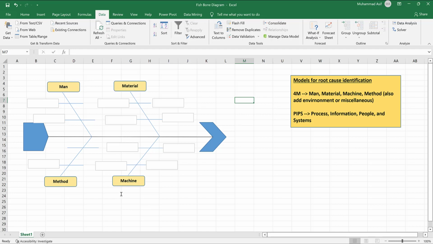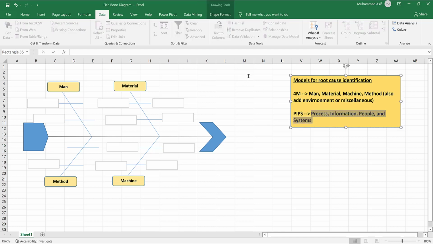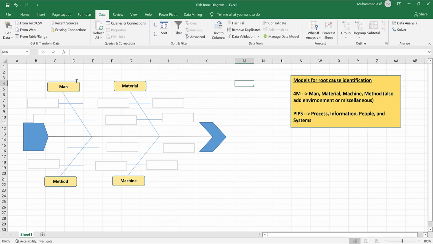So you can always add here a miscellaneous category. And the other one is PIPS, that's process, information, people, and system. Most of the time problems usually fall in these categories. So what happens is that in making a fishbone diagram, it's usually a consensus based decision making, whereby we take input from other people and we try to identify the root cause of the problem that's usually unknown.